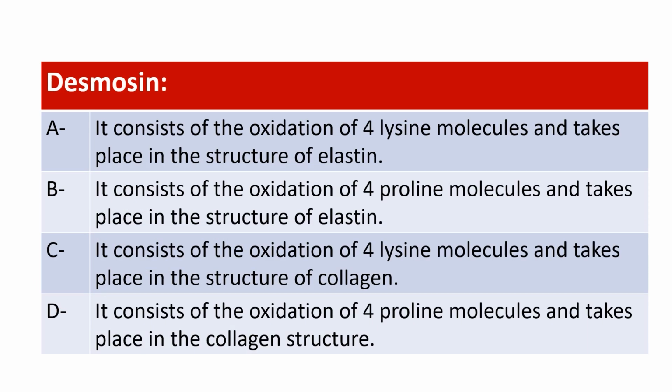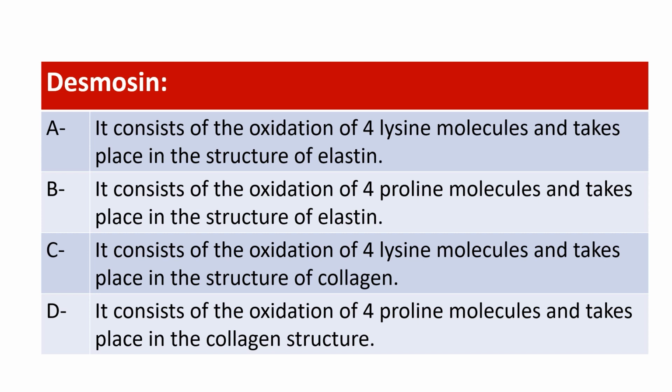Desmosine. We have 4 options. It consists of oxidation of 4 lysine molecules and takes place in the structure of elastin. It consists of the oxidation of 4 proline molecules and takes place in the structure of elastin. It consists of the oxidation of 4 lysine molecules and takes place in the structure of collagen. It consists of the oxidation of 4 proline molecules and takes place in the collagen structure. So very similar options, and be careful and analyze all of them.